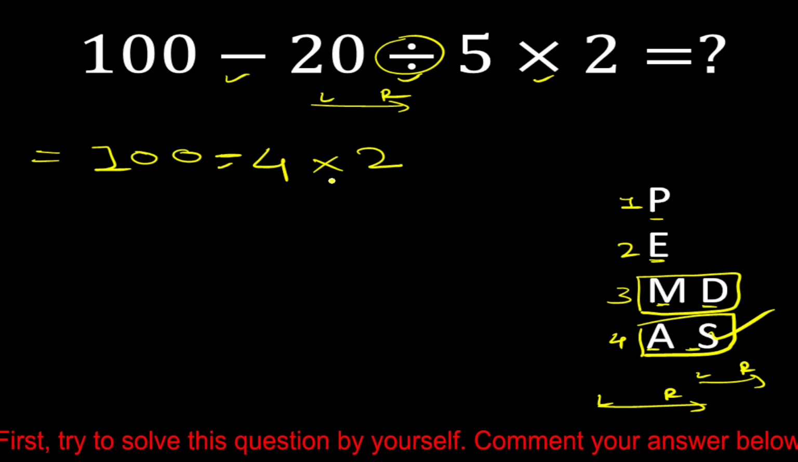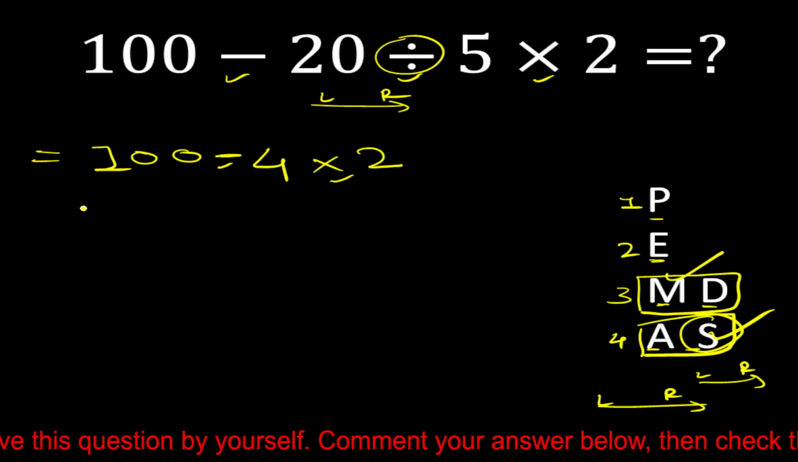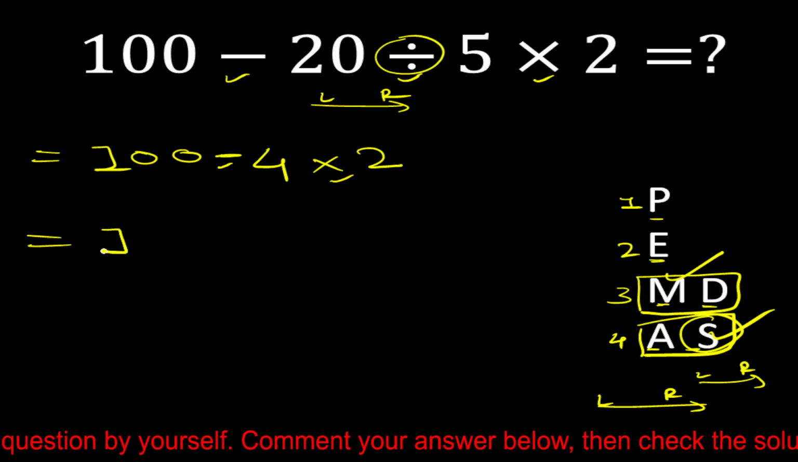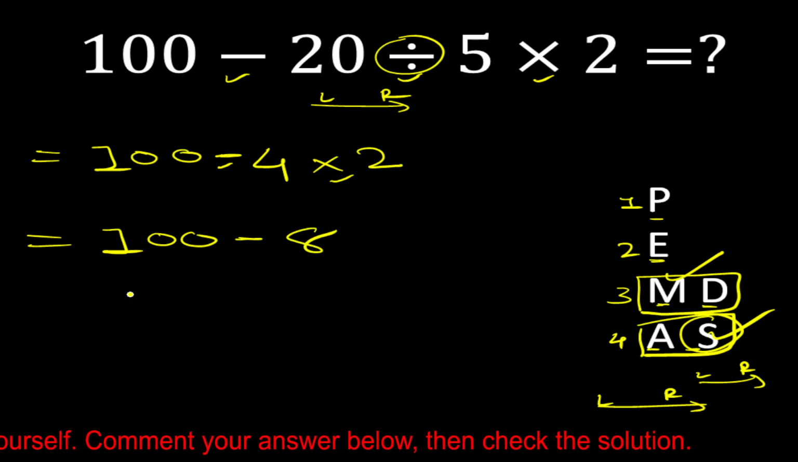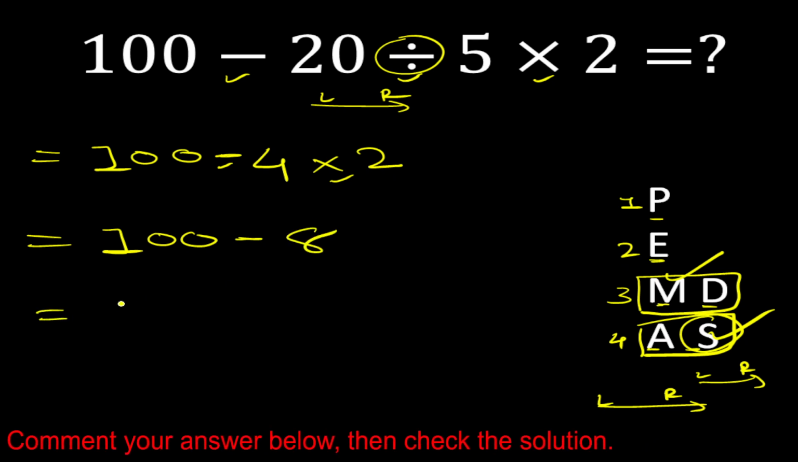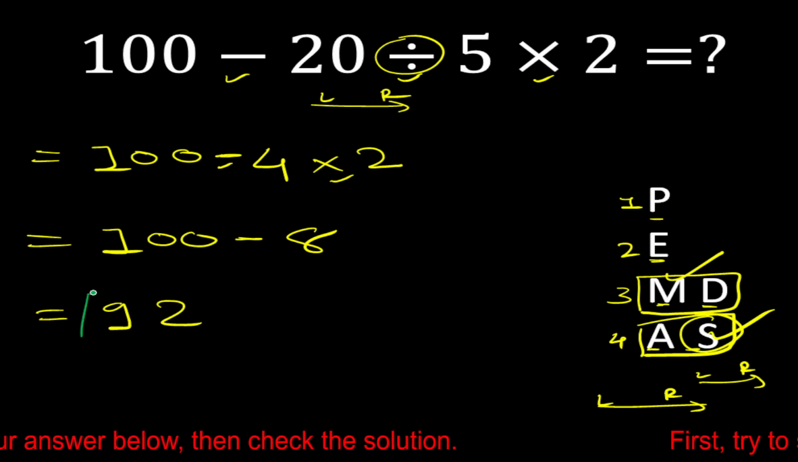Now one subtraction and one multiplication. So first we have to solve multiplication, then we have to solve subtraction. So it is equal to 100 minus, now 4 multiplied by 2 is equal to 8. So now 100 minus 8 is equal to 92. Okay, so the correct answer is 92.